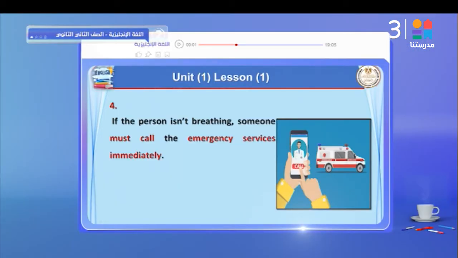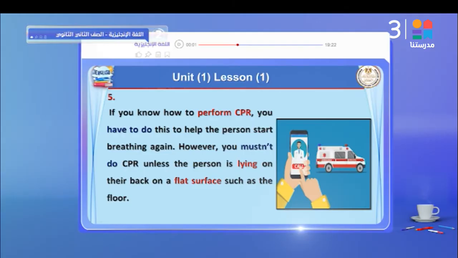What are the emergency services? As you see here in the picture, we have a picture for the emergency services. I call the emergency services to give me or to send me an ambulance. Okay? Immediately means instantly, at the moment, as fast as possible, right away. Okay? This is tip number 4. Let's go to tip number 5 and see.